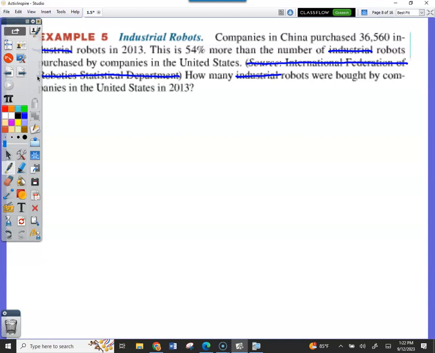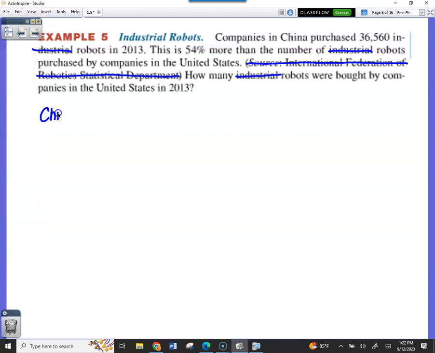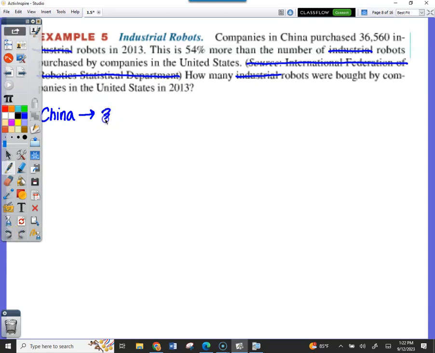All right, and then you have United States can be abbreviated with just U.S. Okay, now we're going to take notes. China purchased how many? 36,500. Let's take notes. China purchased 36,560 robots in what year? 2013.